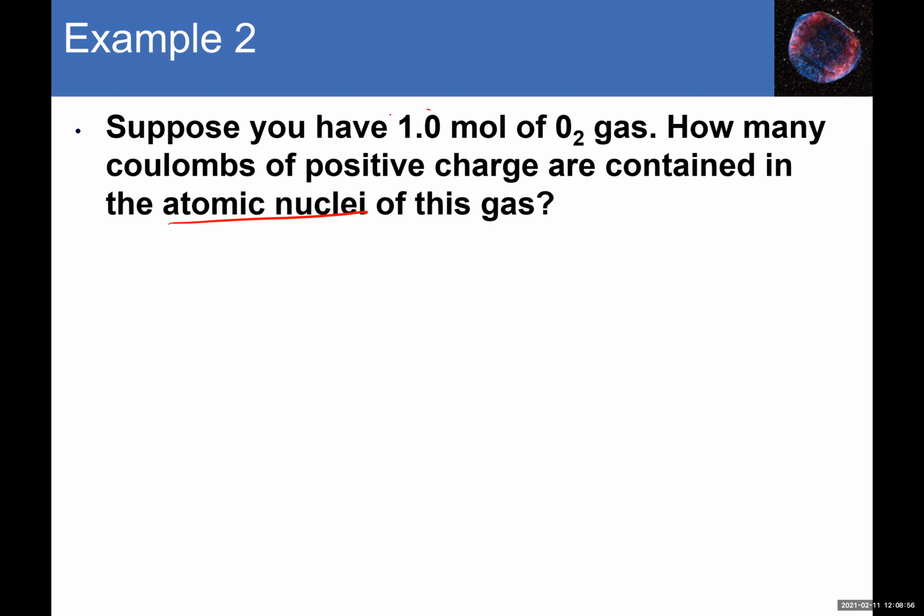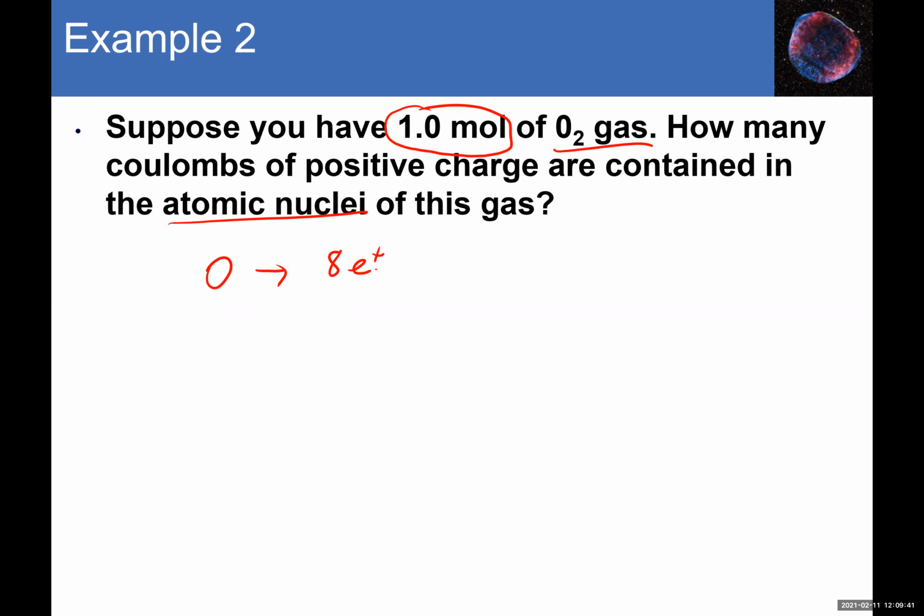You're given 1 mole of this gas, and it's O2 gas. Oxygen is a molecule. One thing you have to understand here is, if you take just one oxygen atom and look at its nucleus and how many protons you have, you can refer to the periodic table: oxygen has 8 protons. That means the element is oxygen if it has 8 protons.